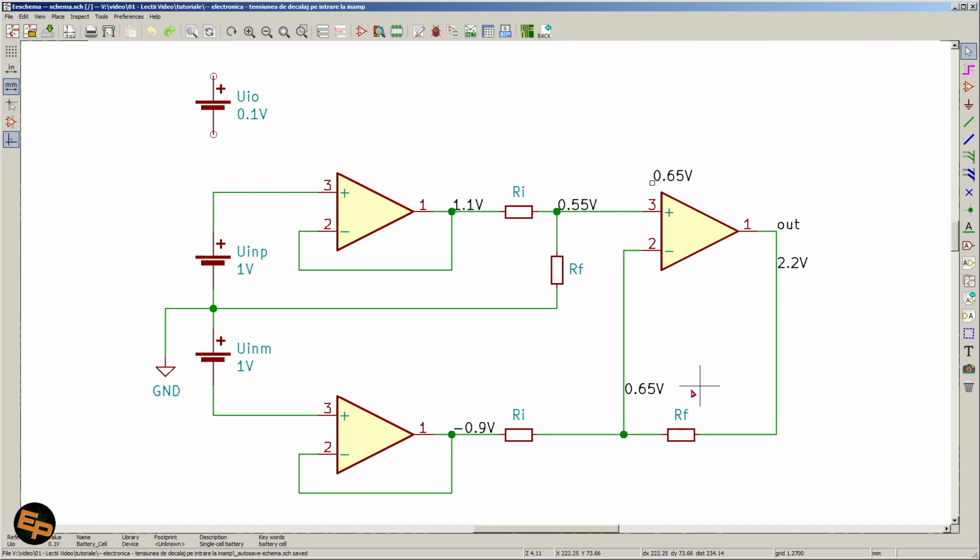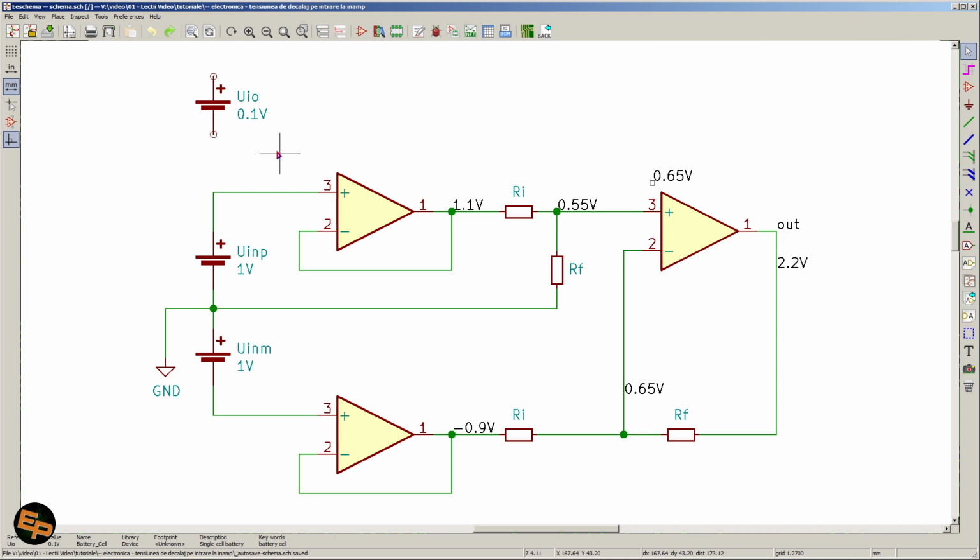How much is on this particular resistor? Plus 0.65, which equals 2.2 volts. Okay, so we see that for a 2 volt differential voltage on the input and 0.1 volt input offset voltage, on the output, instead of getting the same 2 volts, we get 2.2 volts. In other words, the input differential voltage plus twice the size of this input offset voltage.